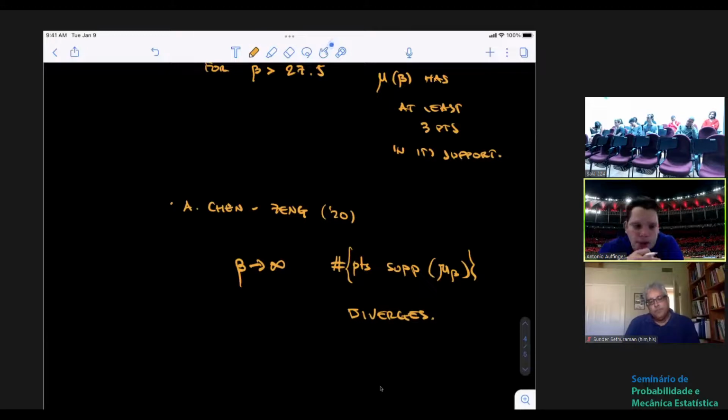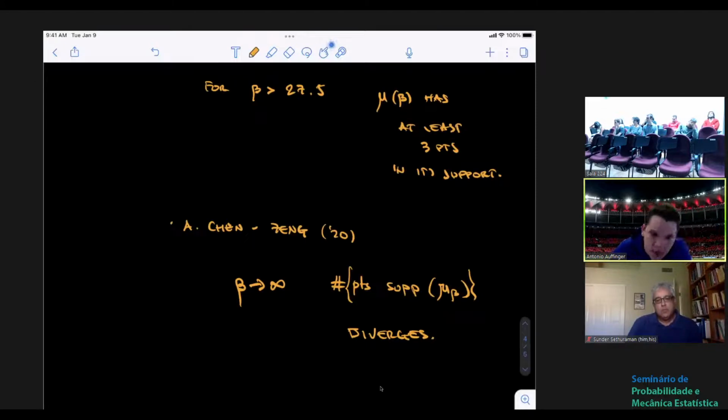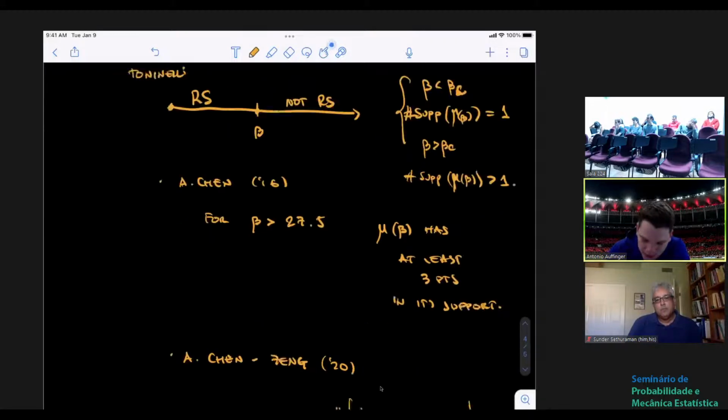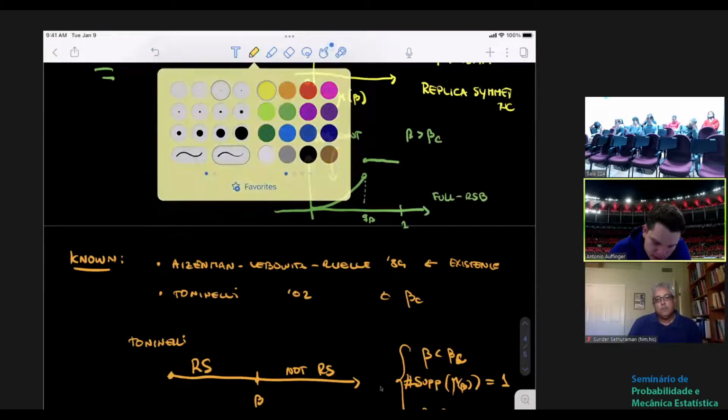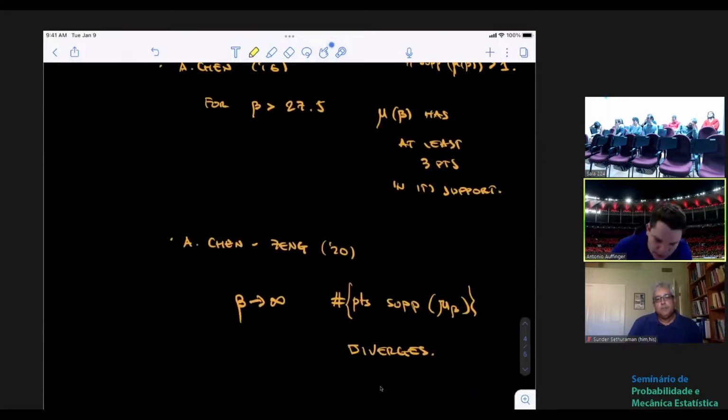So that shows, in physics language, that the model as beta goes to infinity cannot be finite KRSB. Finite KRSB means that the number of points in the support is k plus 1. So every time you hear 1 RSB, it means that you have 2 points in the support. So this result tells us that you cannot be KRSB with K fixed if the temperature is low enough. This is what we call the model having infinite levels of replica symmetry breaking at 0 temperature. But it's still very, very far from this picture. So this was the first theorem that I wanted.